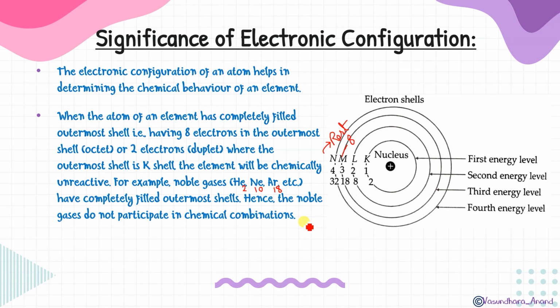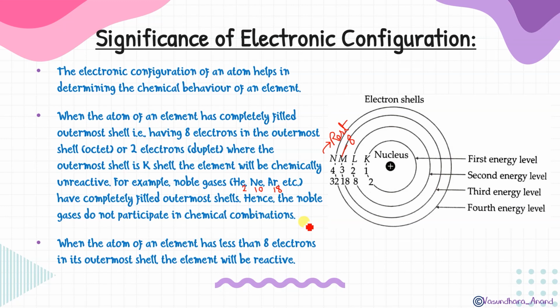Yes, so that's why it will be completely unreactive, or do not participate in chemical combination. Next, when the atom of an element has less than 8 electrons in its outermost shell, the element will be reactive. In that case it will either lose electrons or gain electrons, and that will decide its valency.